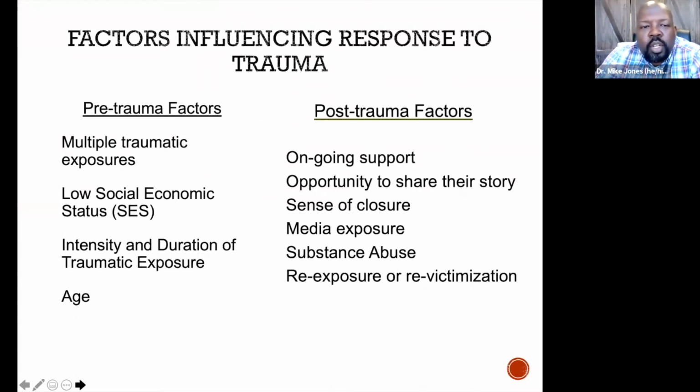So on this slide, we're talking about some factors that happen either before trauma happens or after trauma happens, and how it ends up affecting the individual. One thing we see is what we call pre-trauma factors, and these factors can make the trauma a little bit more complicated to deal with.